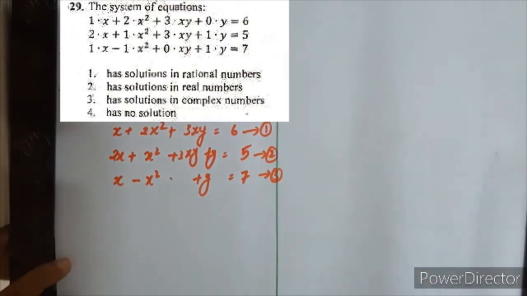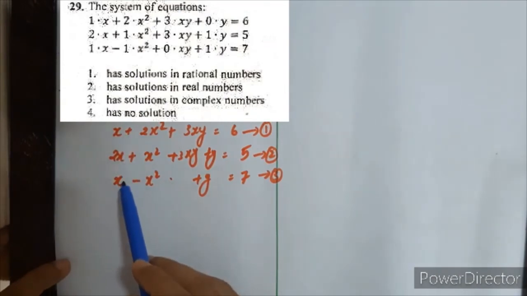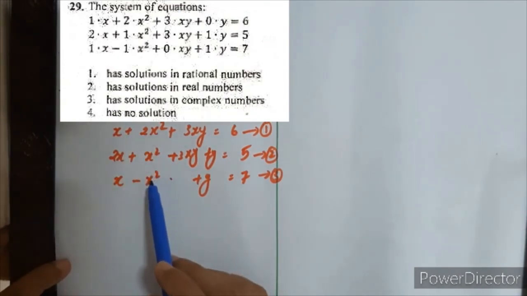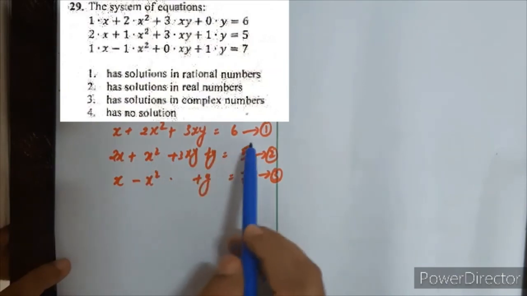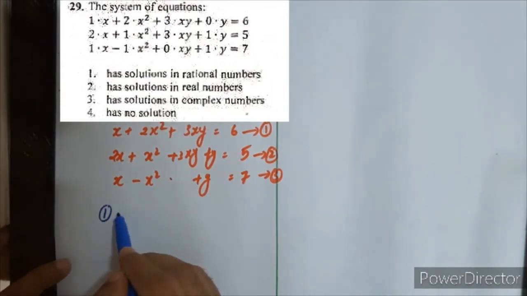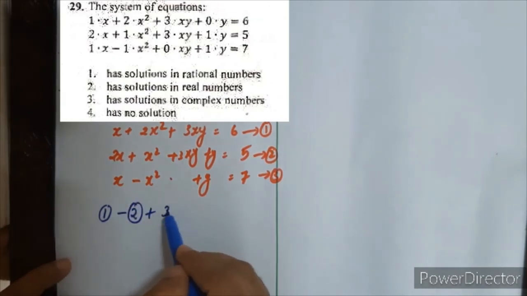Now look at this question. Here there is x and 2x, 2x square, x square, x square. So what I will do is, I'm adding equation number 1 minus equation number 2 plus equation number 3.